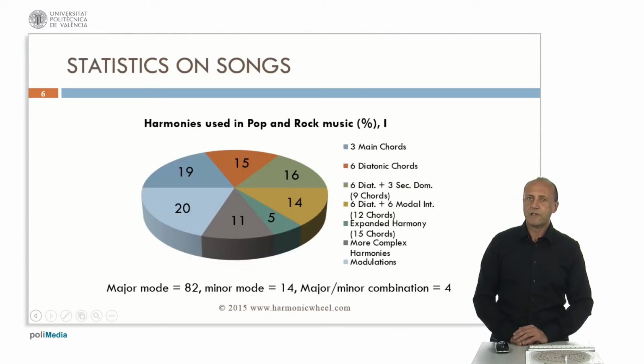Here we have a first figure with statistics on songs. Here we can see that 19% of them are composed with only the 3 main chords, 15% with at most the 6 diatonic chords, 16% with diatonic plus 3 secondary dominant chords, 14% with diatonic plus modal interchange chords, that is with a maximum of 12 chords, only 5% with an expanded harmony, 11% with more complex harmonies, and 20% of the songs contain a modulation. From now, we are going to consider the 80% of songs not containing a modulation.